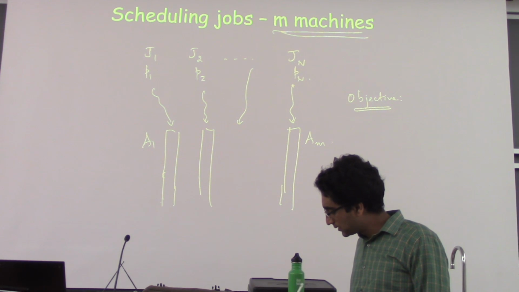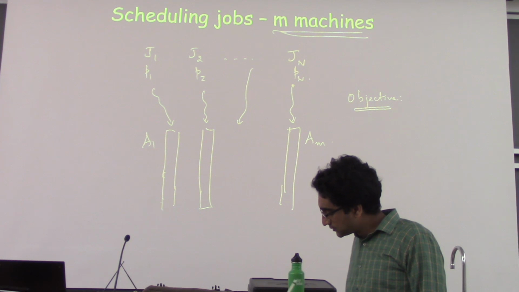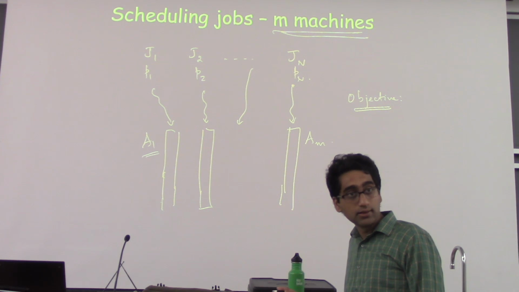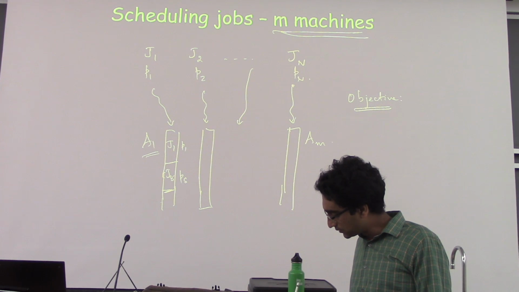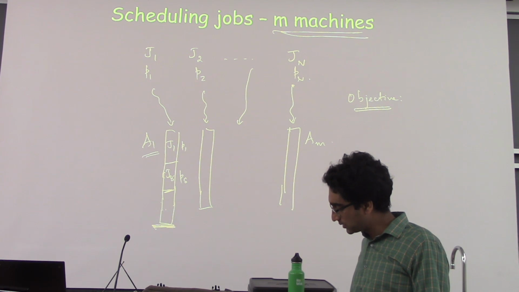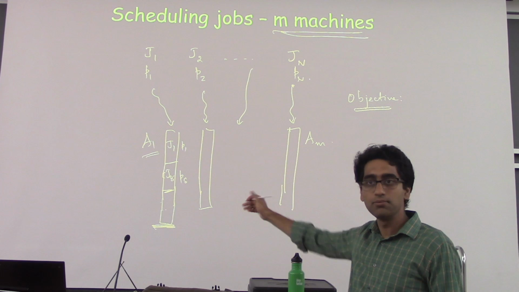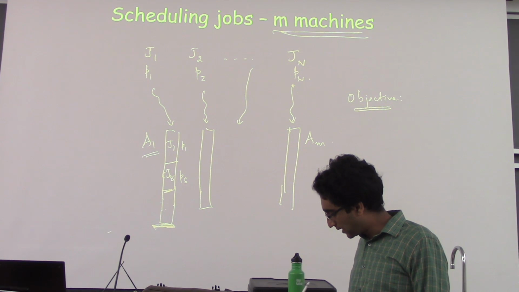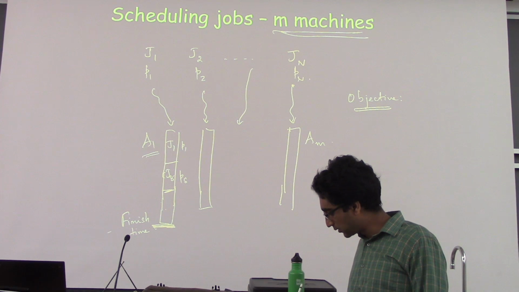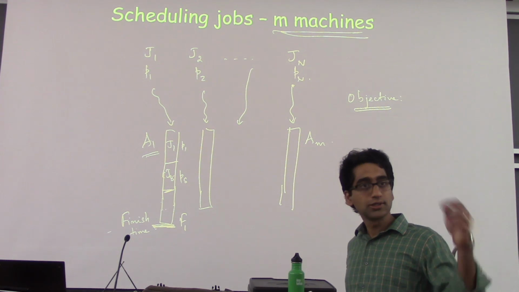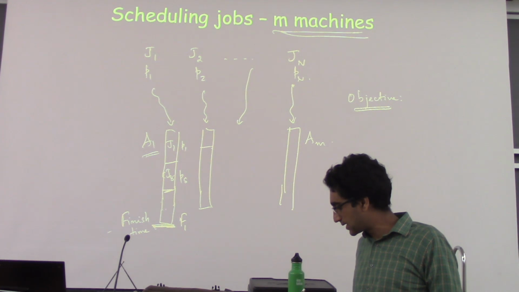Actually, let's just look at the running times. Let's say this machine A1 gets a bunch of jobs. So it gets, let's say, J1, which runs for time P1, then it gets J8 or something which has P8, and so on, and this ends at some time. So this machine completes at a certain time. It has this finish time, let's call this F1. Machine 2 gets assigned a few other jobs and has some F2 and so on.